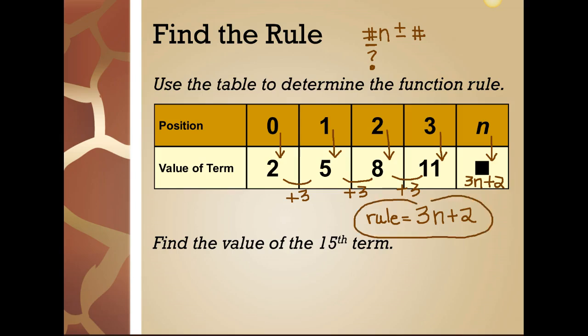Now that we know the rule, we can find the value of the 15th term. In order to do that, we'll multiply 3 times 15, and that will give us 45. Then we will add 2 more, which gives us 47. The value of the 15th term is 47.